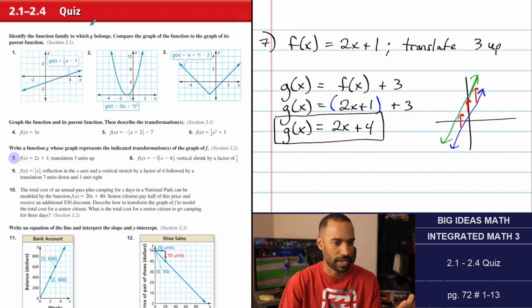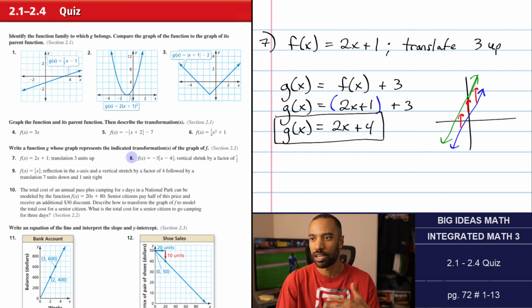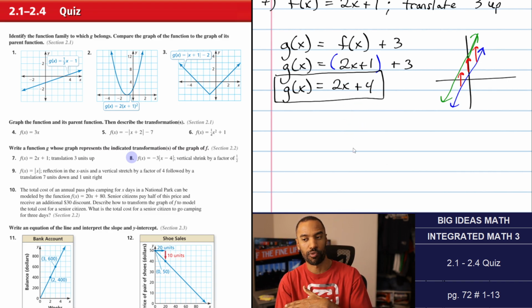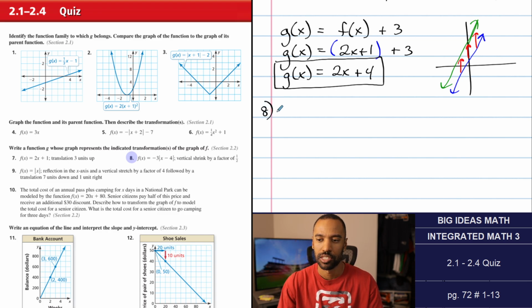I think that's all that's being asked, so I'm going to move on to number 8. Number 8 is f of x. Now, you'll notice the original f of x is not the parent function this time. We're not comparing 2x plus 4 to x. We're comparing it to 2x plus 1, because that was the original problem. Same with number 8. This is not the absolute value of x that we start with.